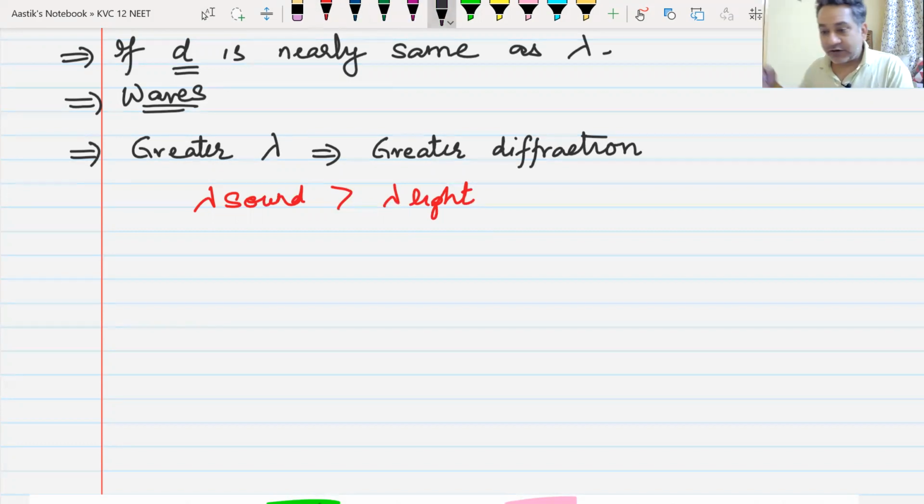So this is the next point that you must remember. I hope everyone is noting them down. Yes or no? Both the classes? You're noting this down? Okay.